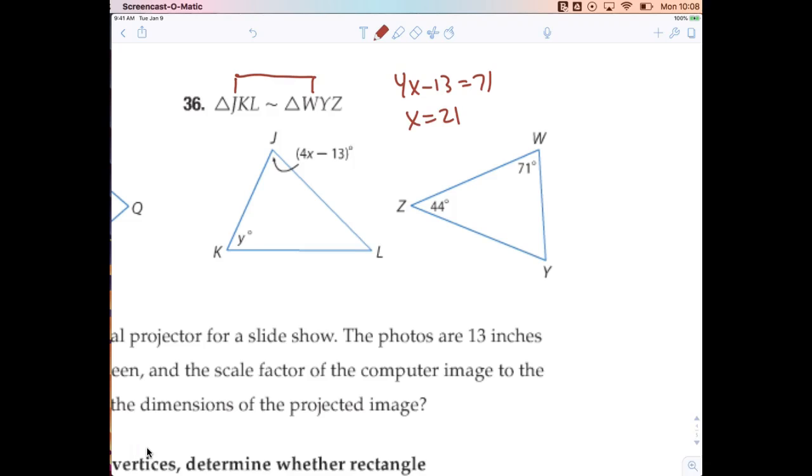Now, Y is to K. So K would have to be the same as what? K corresponds to Y, right? This one is missing. But you can add the two up together. And then subtract from 180. So somebody tell me what angle Y is. How much? I think 65, right? So Y is 65 degrees. So then K or Y is equal to what? 65. Y is equal to 65. That's just not that hard.